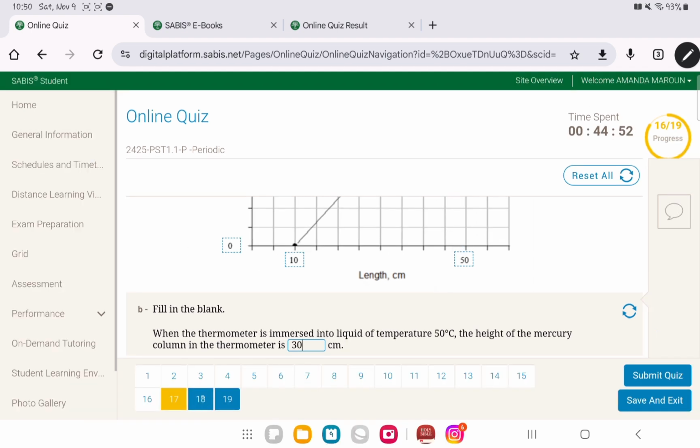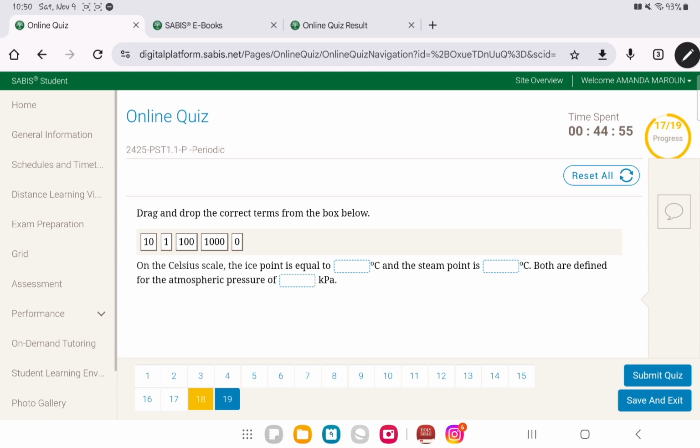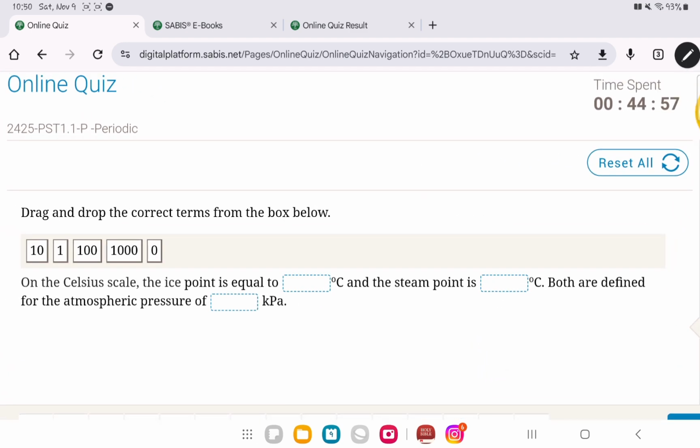Now we move on to question number 18. Okay, on the Celsius scale, the ice point is equal to 0 degrees Celsius. You remember you used to call it freezing point, boiling point. Now change freezing point to ice point and boiling point to steam point. So the ice point is at 0 degrees Celsius and the steam point is 100 degrees Celsius.